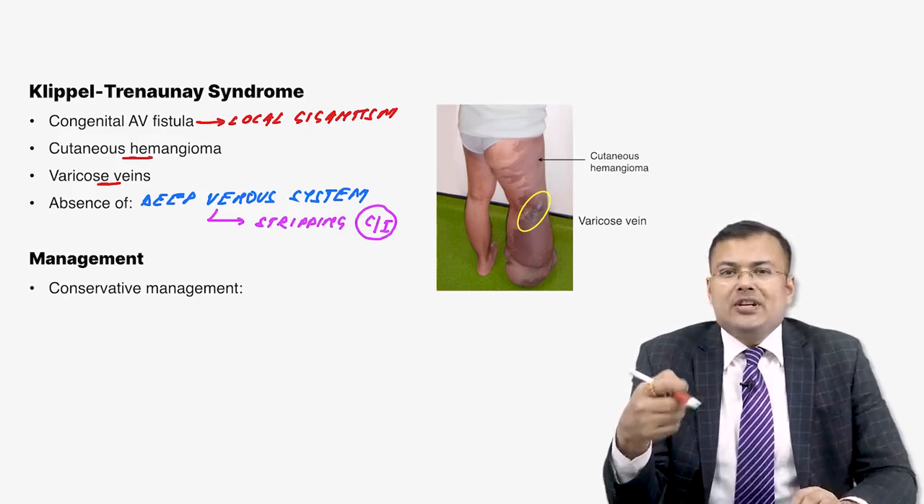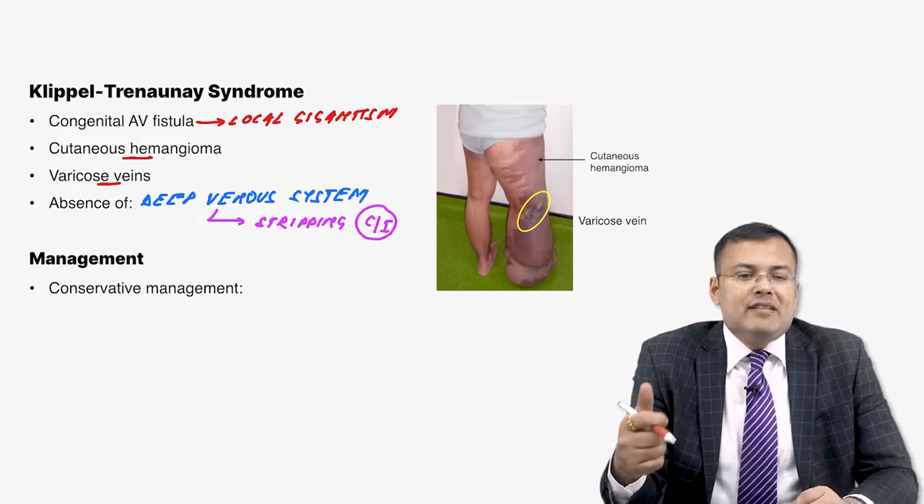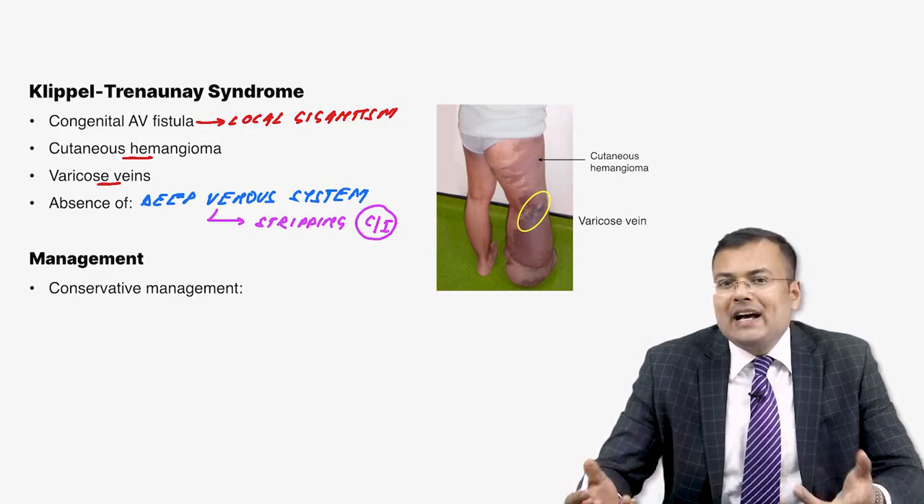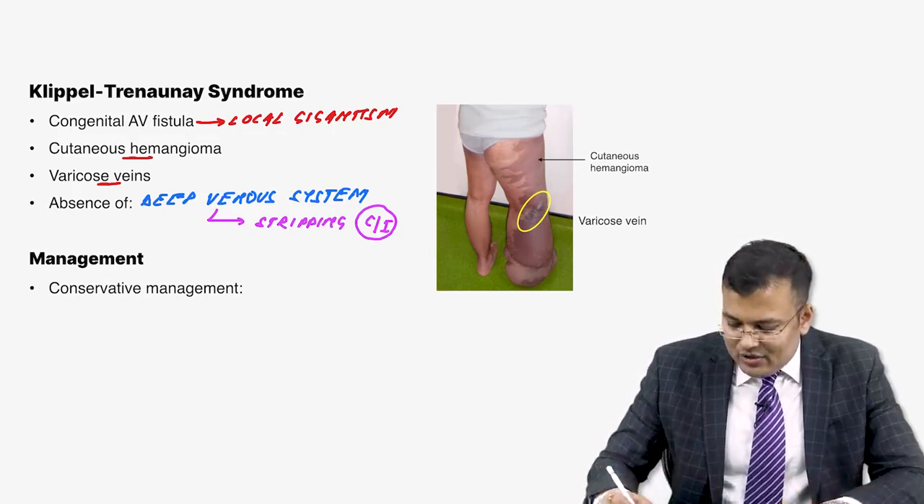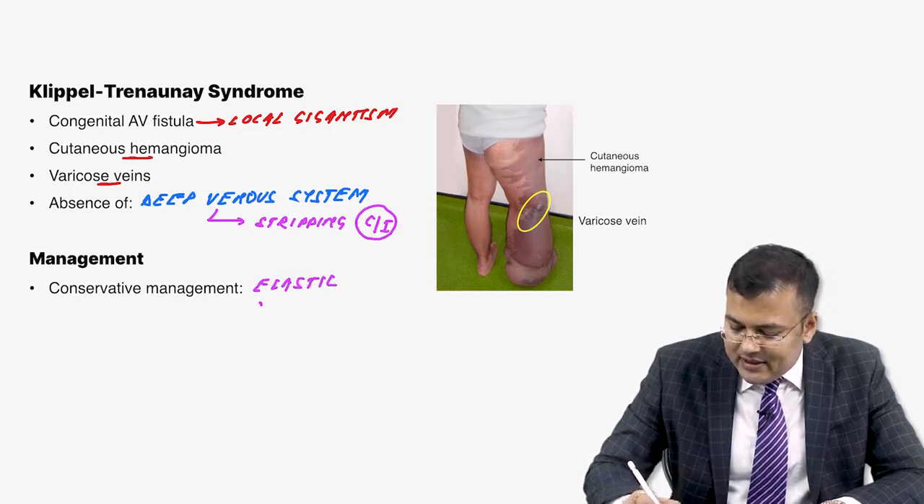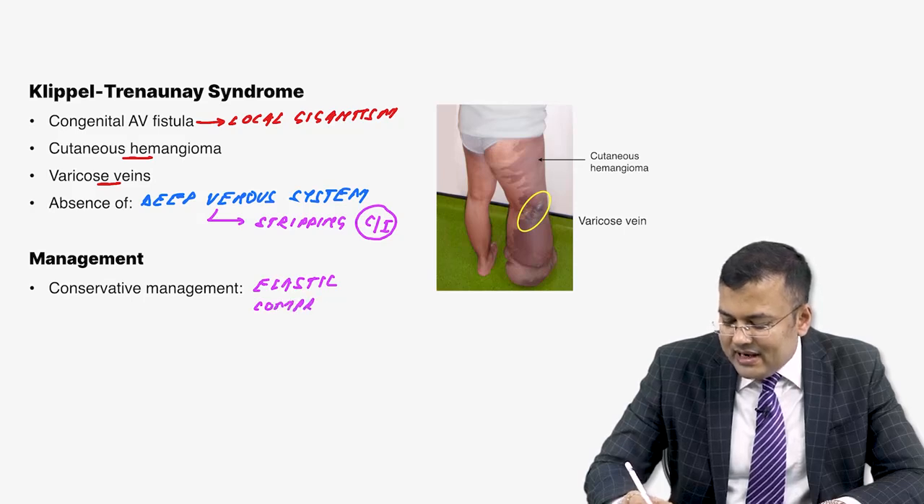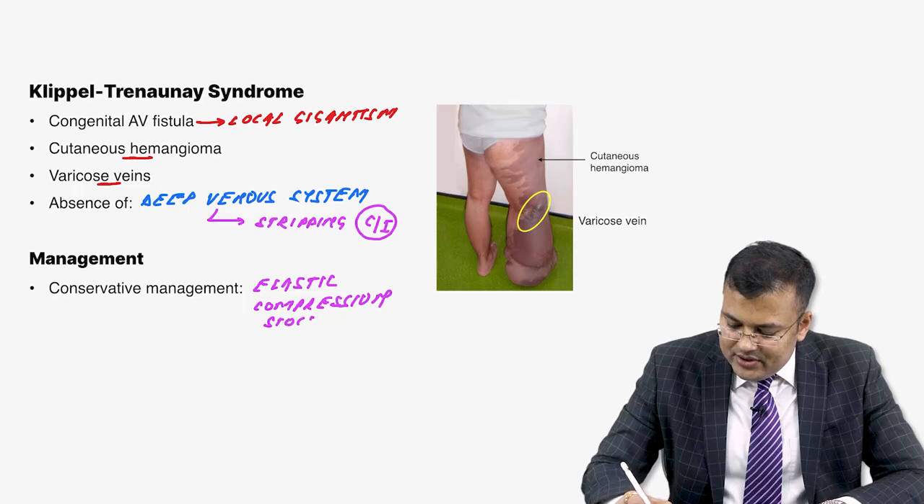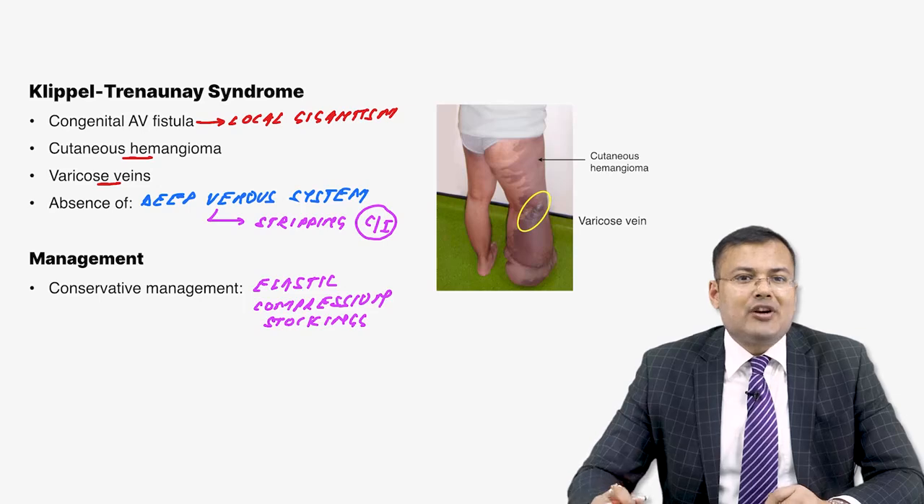If you're going to strip it out, what will happen? Patient will be having severe complications. So these patients are managed conservatively. How? By elastic compression stockings. And guys, remember the name, Klippel-Trenaunay syndrome. These patients are managed conservatively by elastic compression stockings.